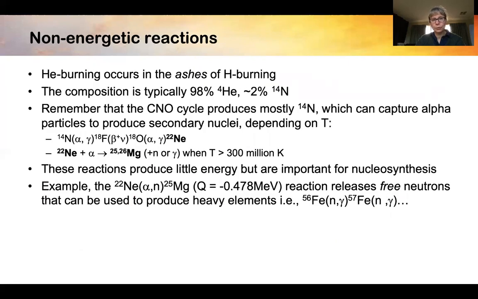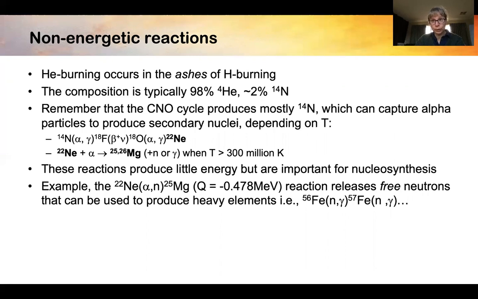We also have, so it's not just carbon that is made through helium shell burning. Helium burning occurs in the ashes of hydrogen burning. This composition is typically 98% helium, but 2% nitrogen-14. That nitrogen-14 can suffer alpha capture twice to make neon-22. If the helium shell is hot enough, so maybe more than 300 million degrees Kelvin, neon-22 itself can suffer alpha capture to make magnesium-25 and 26 with almost equal probability. So these reactions produce not much energy, but they're really important for nucleosynthesis.